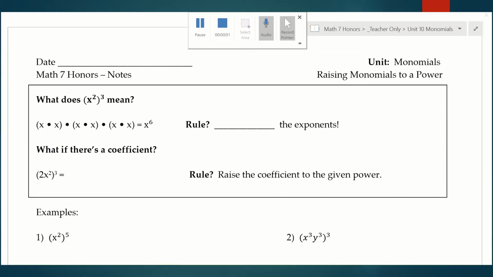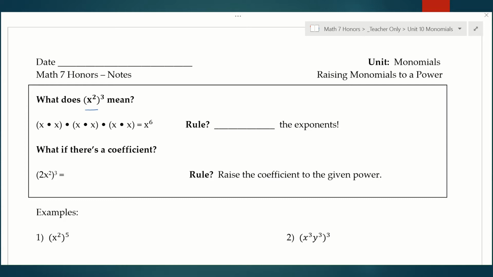Hi everybody. Today we're going to talk about how to find powers of monomials. So what that means is if you look at this first example I have here, if I have something like x squared and I want to raise that to the third power, what that really means is to do x squared times itself three times.